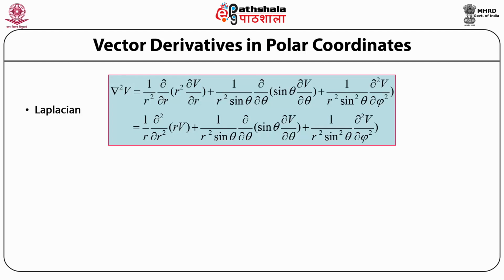And then we define the Laplacian of a scalar quantity V as del squared V equal to 1 upon r squared times del by del r of (r squared del V by del r) plus 1 by r squared sine theta times del by del theta of (sine theta del V by del theta) plus 1 by r squared sine squared theta times del squared V by del phi squared, and this is equal to 1 by r del squared by del r squared acting on (r times V) plus 1 by r squared sine theta del by del theta of (sine theta del V by del theta) plus 1 by r squared sine squared theta times del squared by del phi squared acting on V.